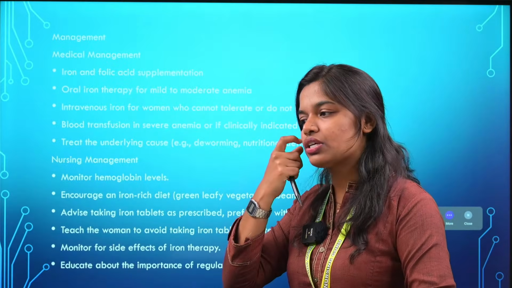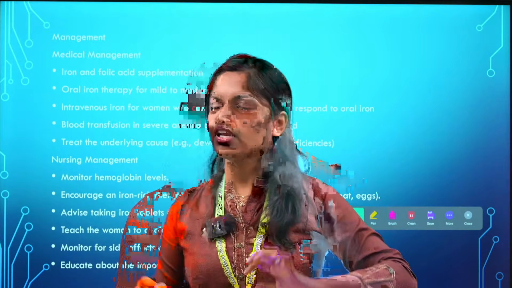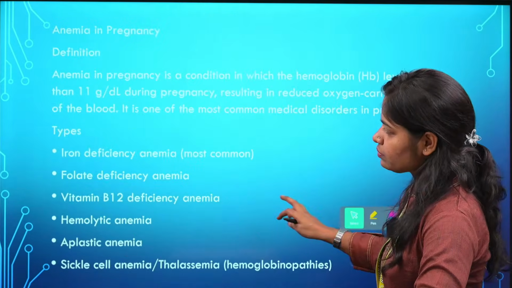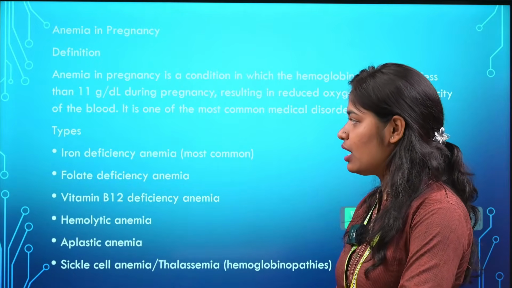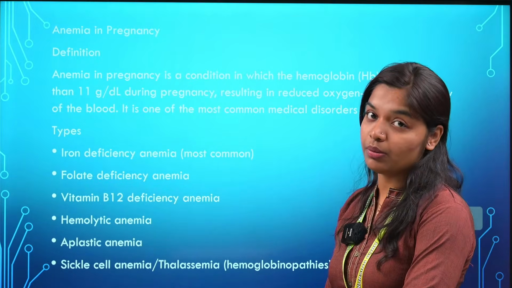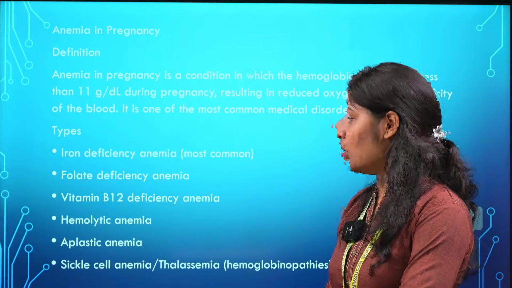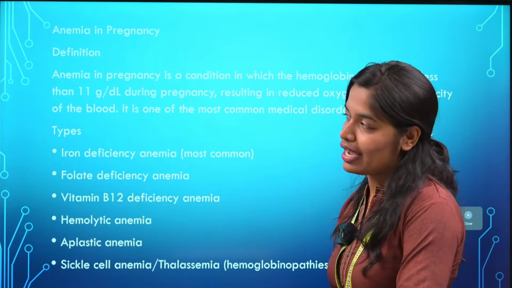Anemia is a condition in which there is a low hemoglobin level at the time of pregnancy. There are six main types: iron deficiency anemia, folate deficiency, vitamin B12 deficiency, hemolytic anemia, aplastic anemia, and sickle cell anemia.